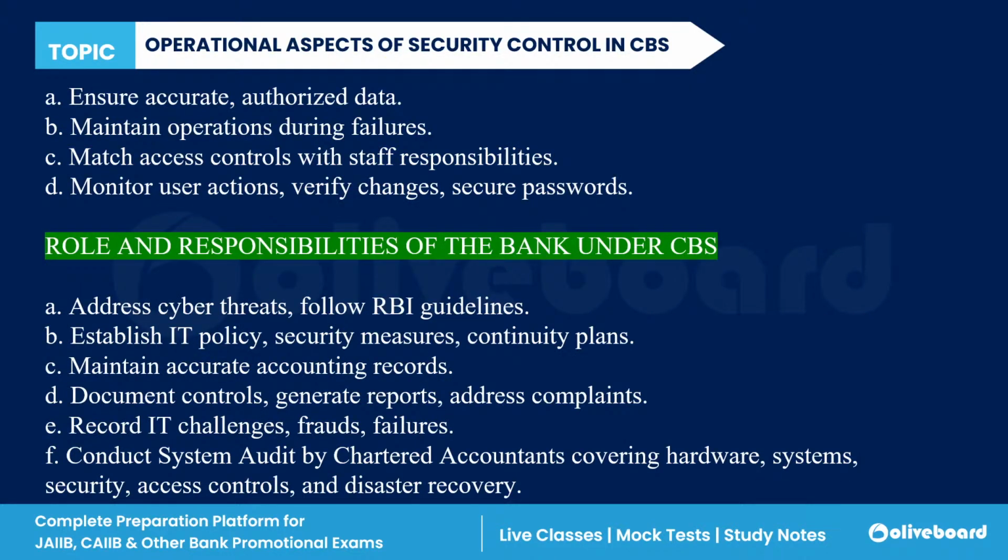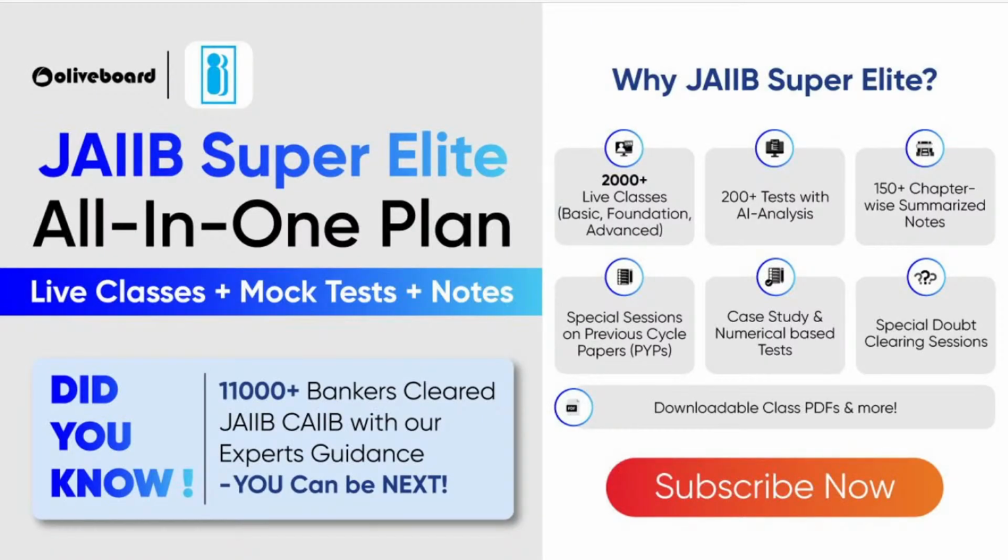Now, if we talk about the roles and responsibilities of the bank under the core banking solution, there are different roles and responsibilities. Like, you have to address the cyber threats, okay? You have to establish good IT policies. You have to maintain accurate accounting records. You have to record the IT challenges also. You have to conduct system audits by chartered accountants, okay? So these are the roles and responsibilities of a bank in a core banking solution. Clear? So I have discussed the most important things related to this chapter. I have not discussed the complete chapter. It is only the most important things related to this chapter.